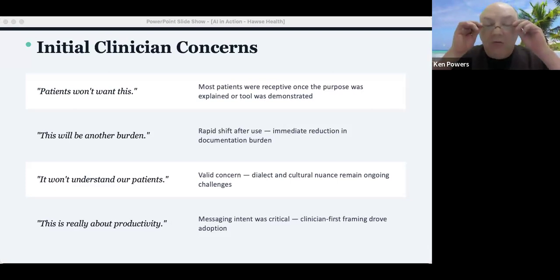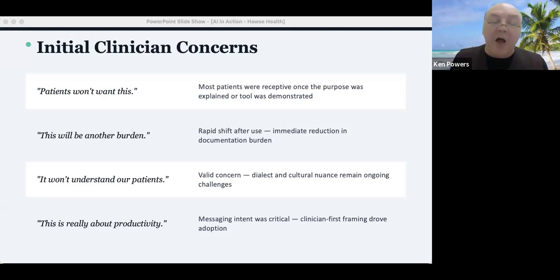And I have been talking with our ambient AI provider about how we might be able to improve that. So that was and is a valid concern, but for the most part, it has done very well, and it's not been such a barrier that we've not been able to use it effectively.